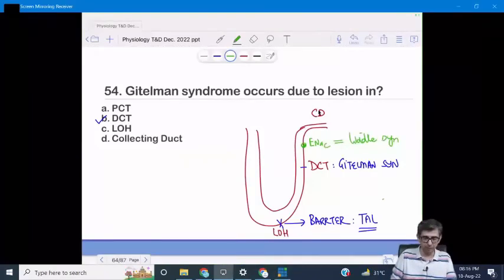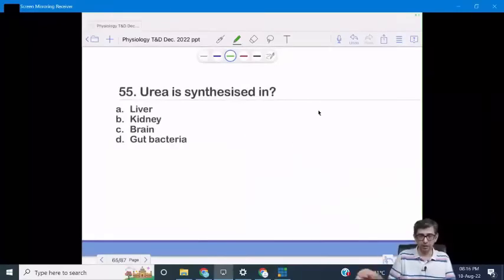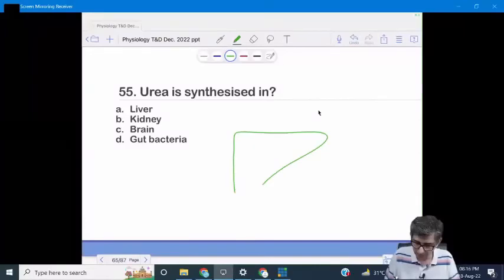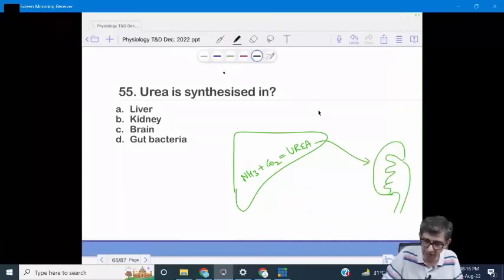Coming to 55, urea would be synthesized in which of the following sites? The liver's job is to utilize ammonia and carbon dioxide to make urea. The formation of urea occurs in the liver, but then this urea is excreted out of the body with the help of the kidney. So if this question was asking about excretion, then the kidney is okay, but the question was regarding synthesis, which is why the answer to this question is liver.